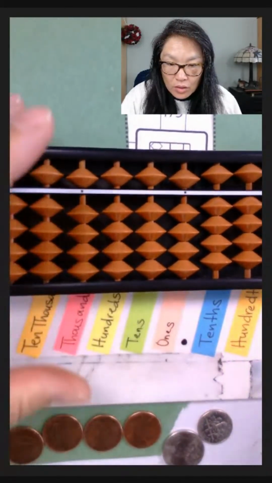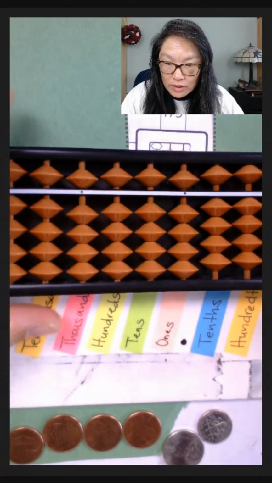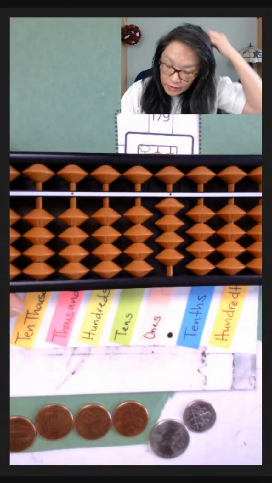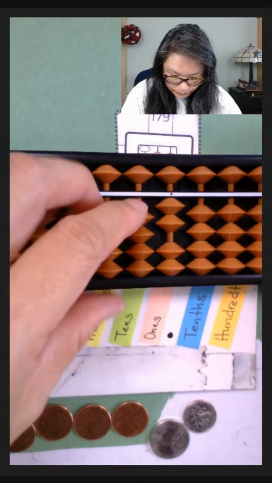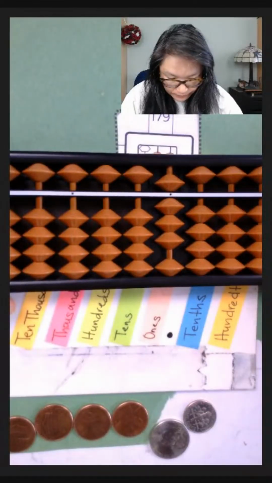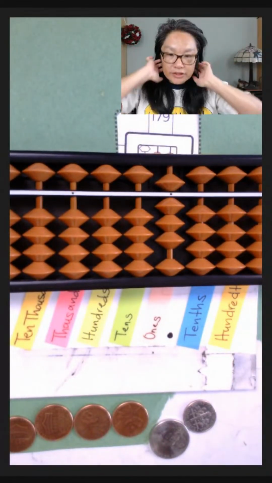So is it only odd numbers? No, it is not only odd numbers. We can do even numbers too. Because this is 4, right? This is 2. This is 6. This is 8. But that's an interesting question.